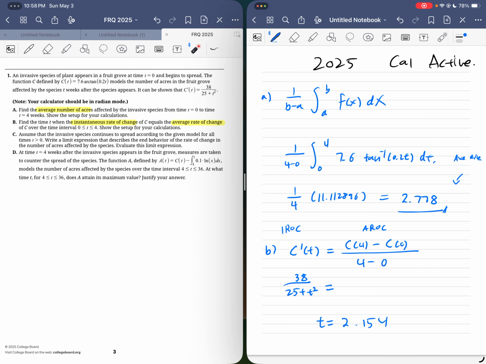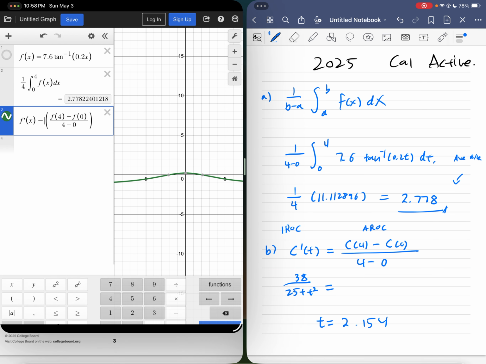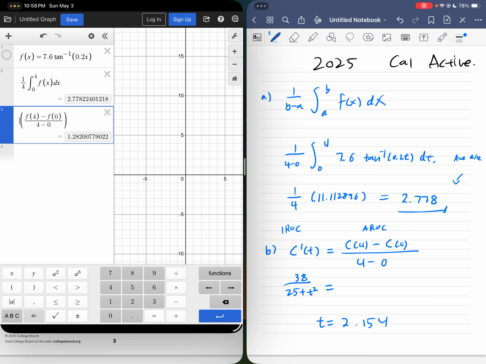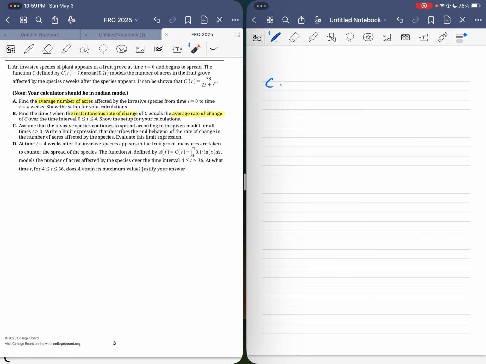I will probably write it, and I will probably find these numbers as well, like 1.282, okay? Because that's the average rate of change. I'm not sure if you have to write it down here, but this is going to be 1 point, finding what it is. Anyways, that's it, and then let's do C. Showing work sometimes takes time.